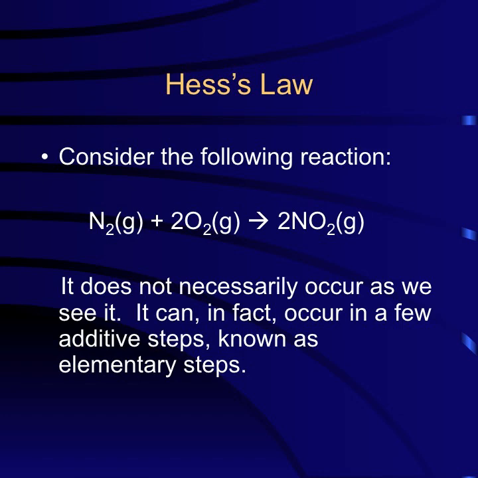So we're going to consider this reaction of 1 mole of nitrogen gas reacting with 2 moles of oxygen gas to make 2 moles of nitrogen dioxide gas. As we look at that reaction, our assumption is that we take a mole of N2 and 2 moles of O2, slam them together, and we get 2 moles of NO2. Well, it doesn't necessarily occur in that manner. In fact, most often this reaction occurs in a few steps that we can add together. These steps are known as elementary steps. Again, we add them together to get this overall reaction that we see on this slide.